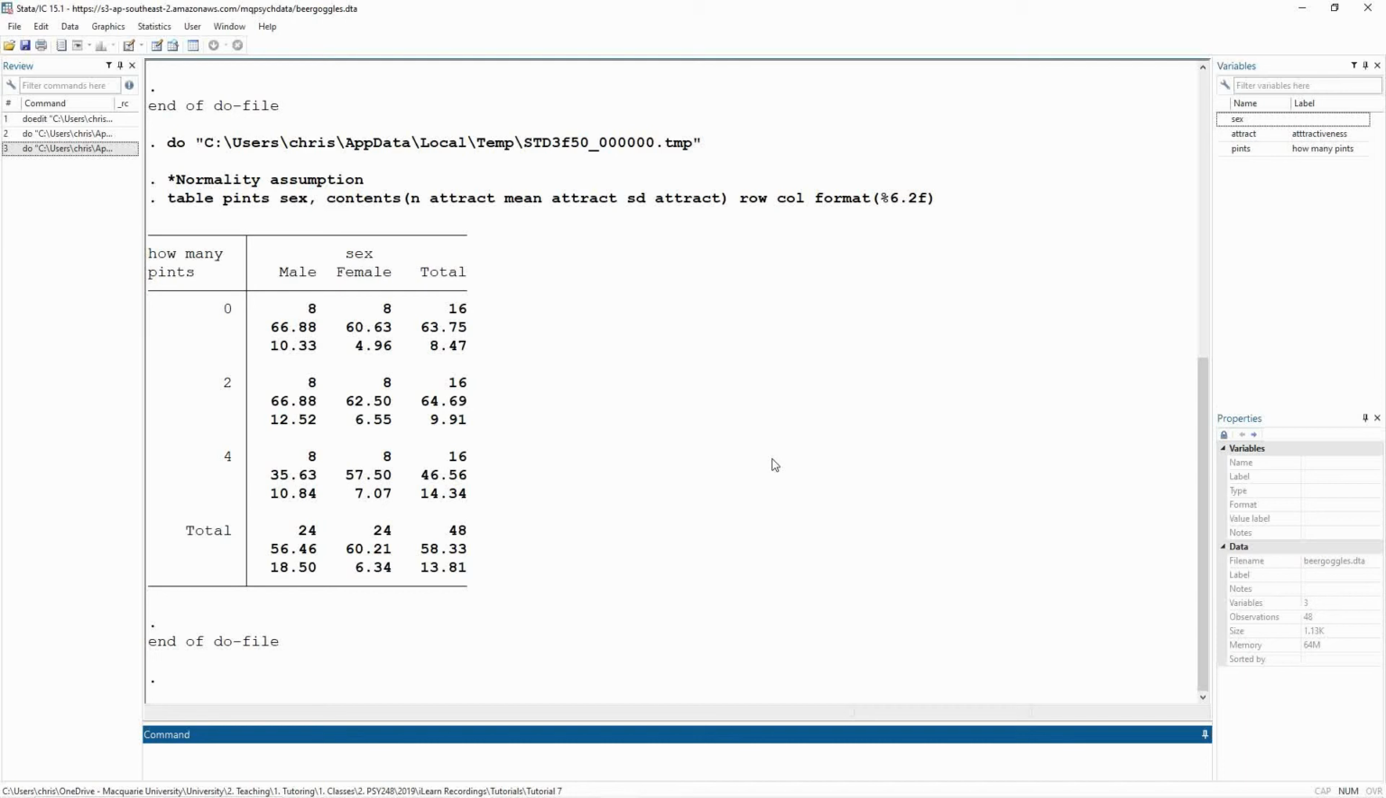So a main effect is asking whether or not there's a difference between the levels of an IV averaged across the other. So the main effect of gender would be asking whether or not the average male attractiveness rating is significantly different to the average attractiveness rating of females, averaging across alcohol. So the main effect of gender is saying if we average these 3 numbers for males, we get 56.46. If we average these 3 numbers for females, we get 60.21. Is 56.46 different to 60.21?